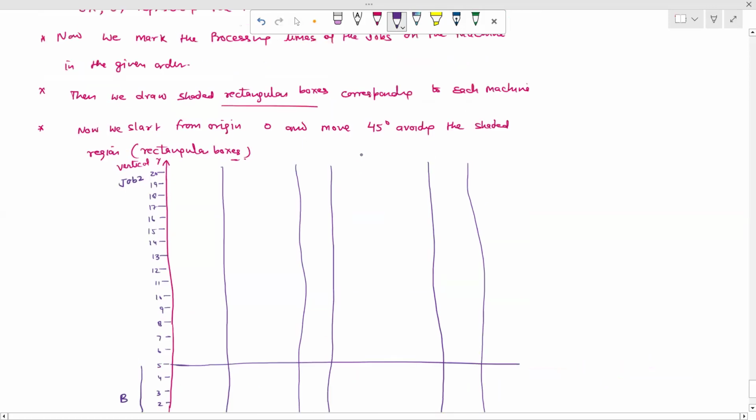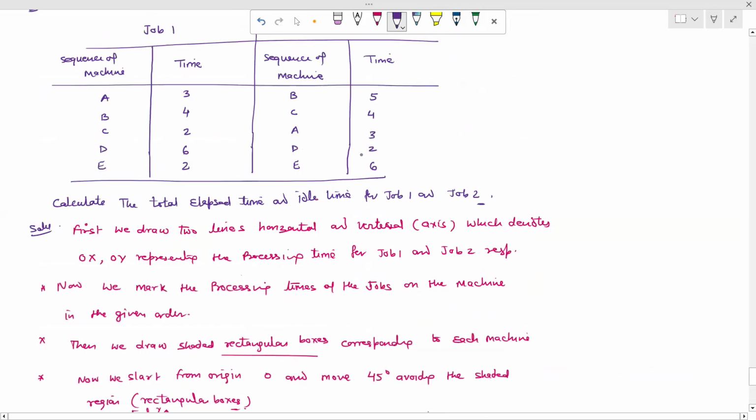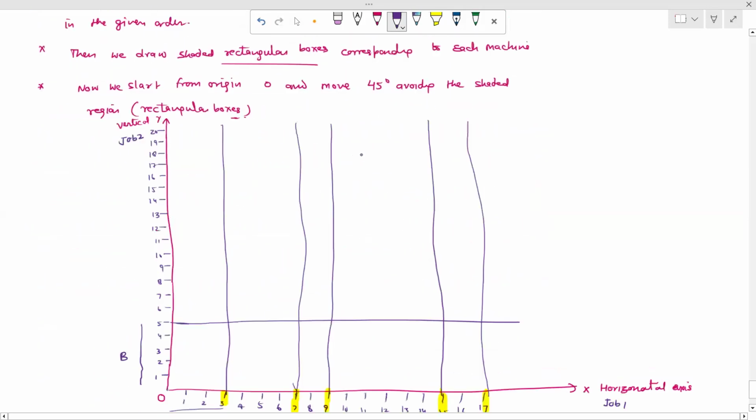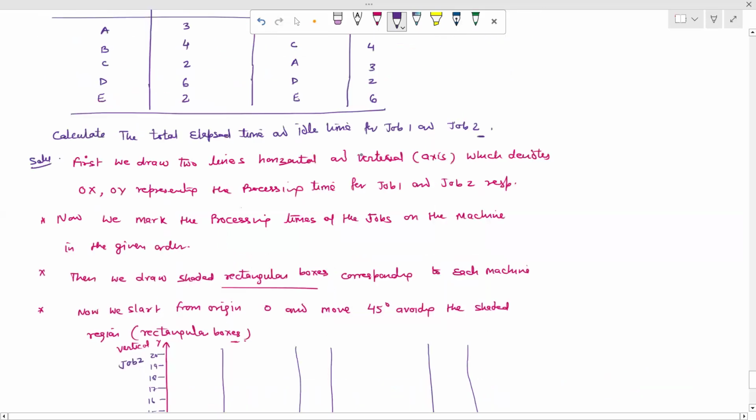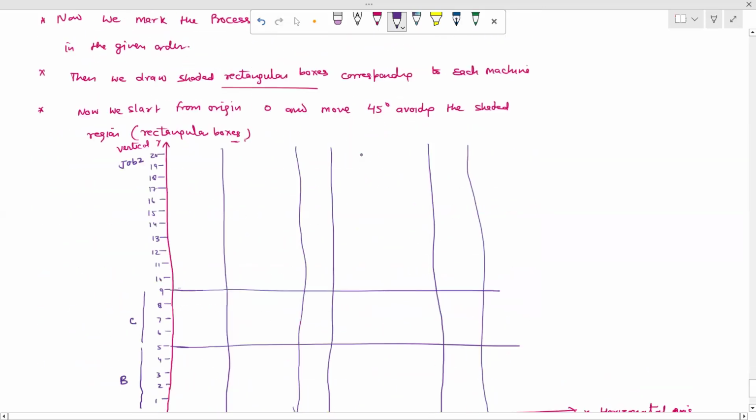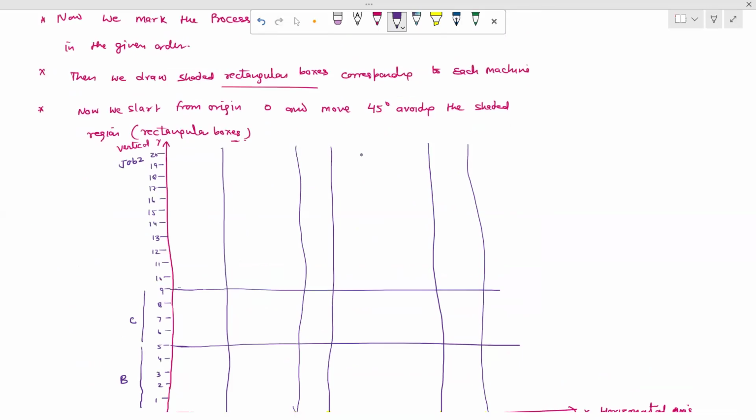Next, machine C having 4. So 5 plus 4 is 9. We draw the parallel line to the x-axis. So this is for machine C. Now next we have A having 3. So 9 plus 3 is 12. We draw 12. So this is for machine A.